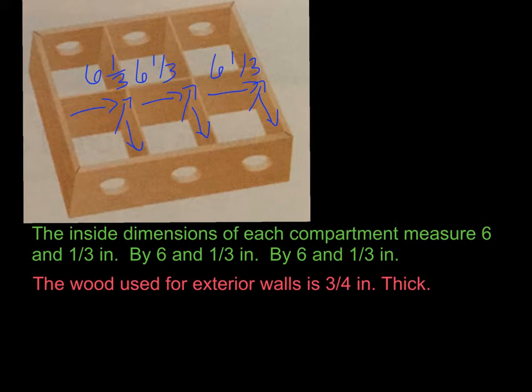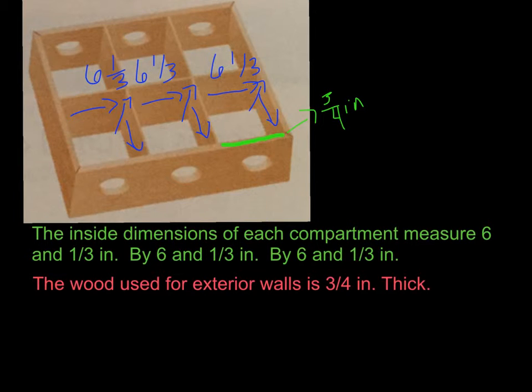Now we know the wood that's used for the exterior walls is 3/4 of an inch thick. The exterior walls are going to be on the outside, and the thickness of it is going to be this portion right here of the wall. It would be important, of course, to know how thick that is if we wanted to cover this first floor with a roof. Then we would need to know the entire length of the first floor, and that thickness would be a part of that. So we're going to say the thickness here is 3/4 of an inch.